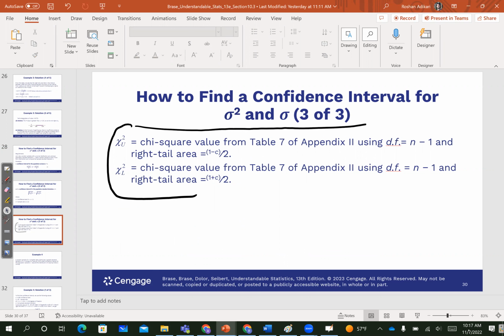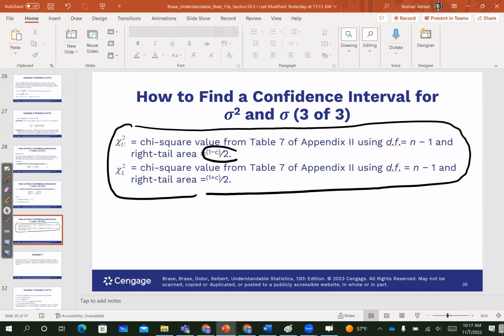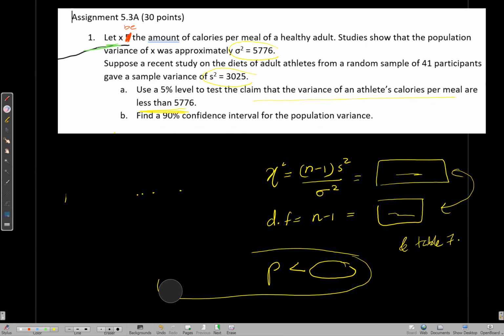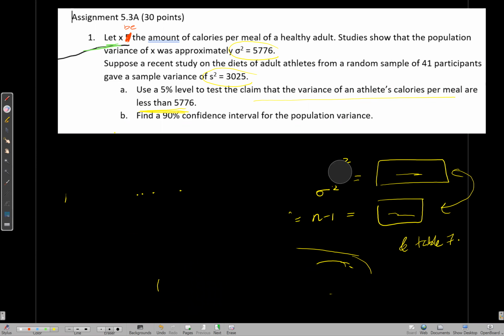So chi squared u is the value from table 7 using the degree of freedom n-1 and right tail area 1 minus c over 2. So that's the part you need to remember, 1 minus c over 2 and 1 plus c over 2. Now let me come over here. Now in your problem, let me erase some parts here. So in this one, this is for part B, guys.